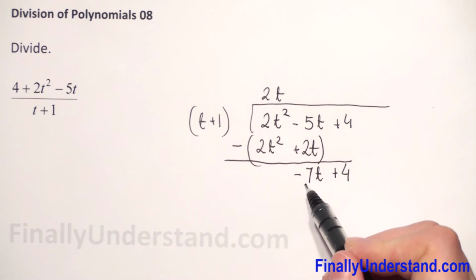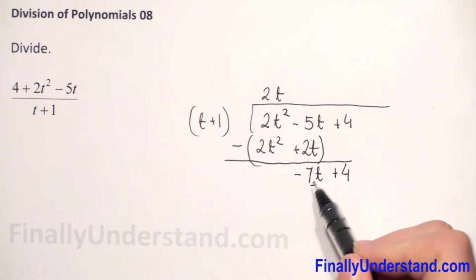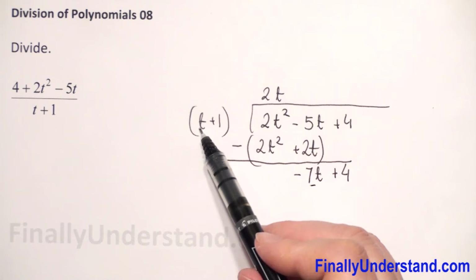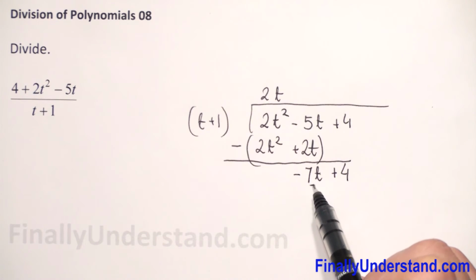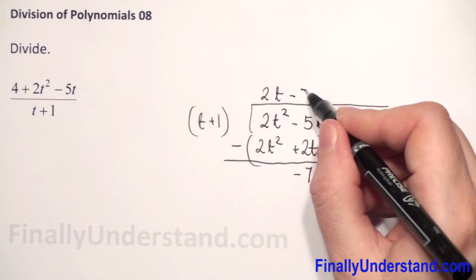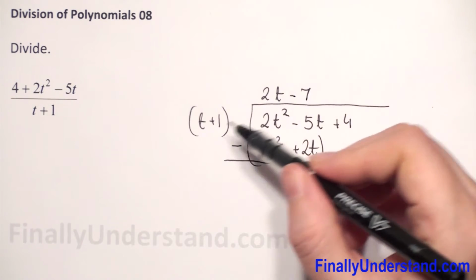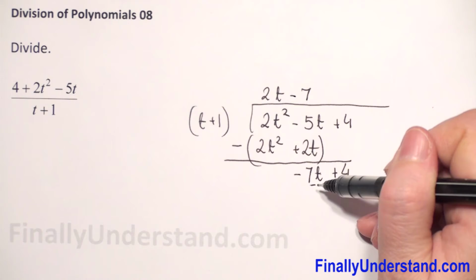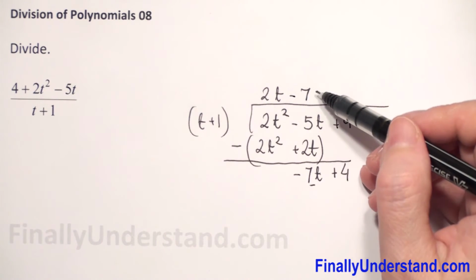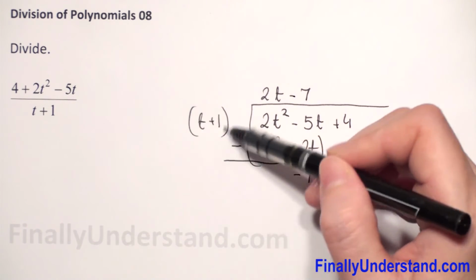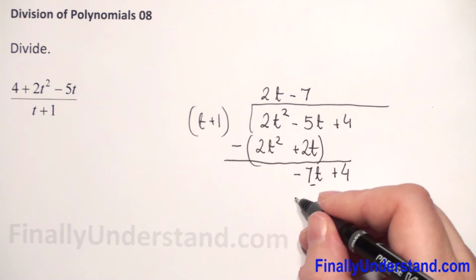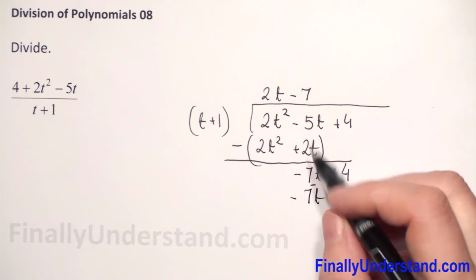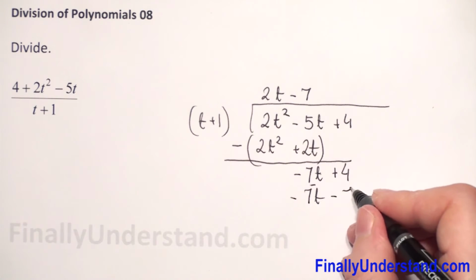And we concentrate only on the first term, negative 7t and t. By what do I have to multiply t to get negative 7t? Of course, times negative 7. Negative 7 times t gives me negative 7t. And now I have to multiply every term of our divisor by negative 7. So negative 7 times t is negative 7t. Negative 7 times 1 is negative 7.